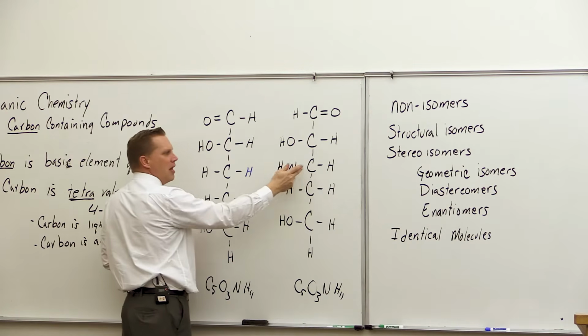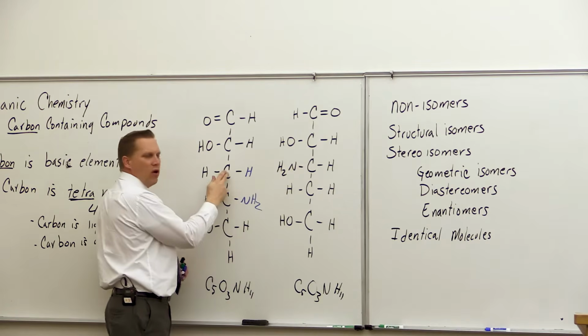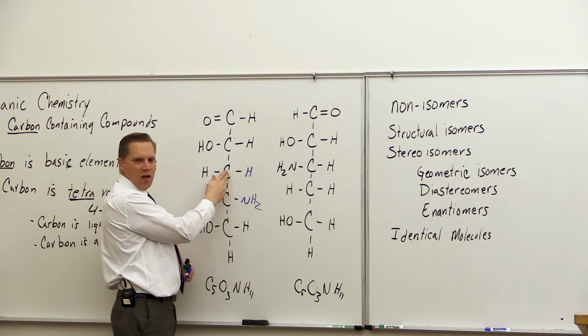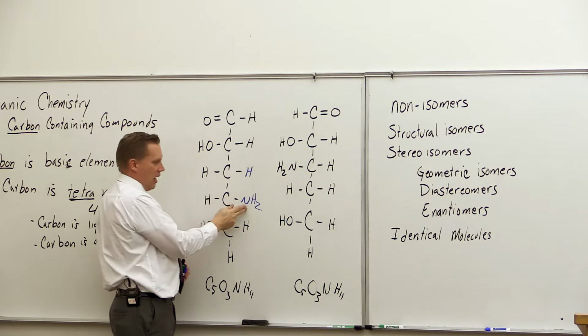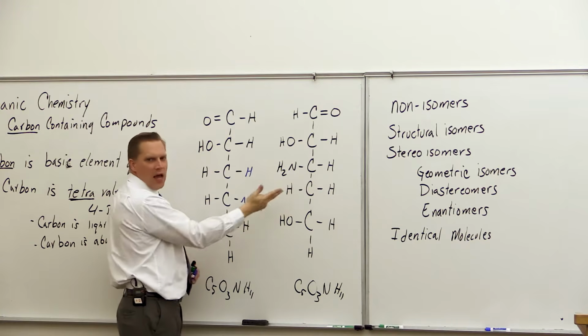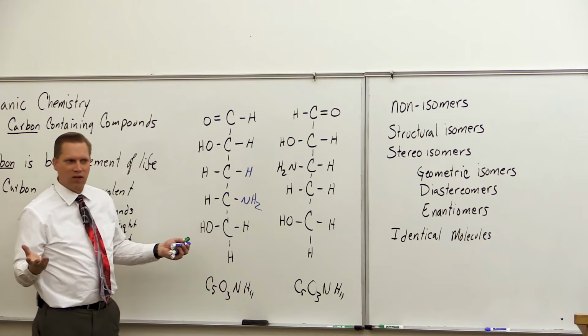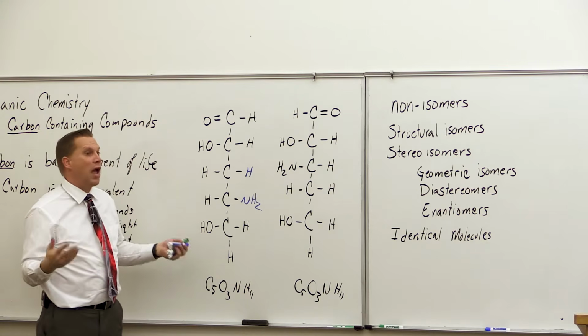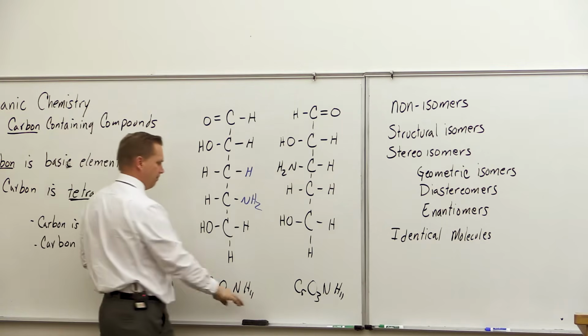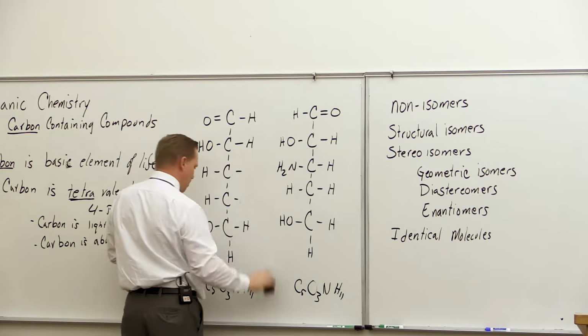This third carbon here has a nitrogen on it. The third carbon here does not have a nitrogen on it. This carbon has a nitrogen, and then its companion does not have a nitrogen. So these two then would be structural isomers. Okay, they do not have the same bonding pattern. All right, I'm going to change these back.